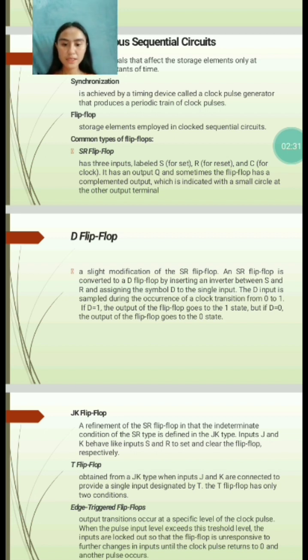And the last is edge-triggered flip-flops. Output transition occurs at a specific level of the clock pulse. When the pulse input level exceeds this threshold level, the inputs are locked out so that the flip-flop is unresponsive to further changes in inputs until the clock pulse returns to 0 and another pulse occurs.